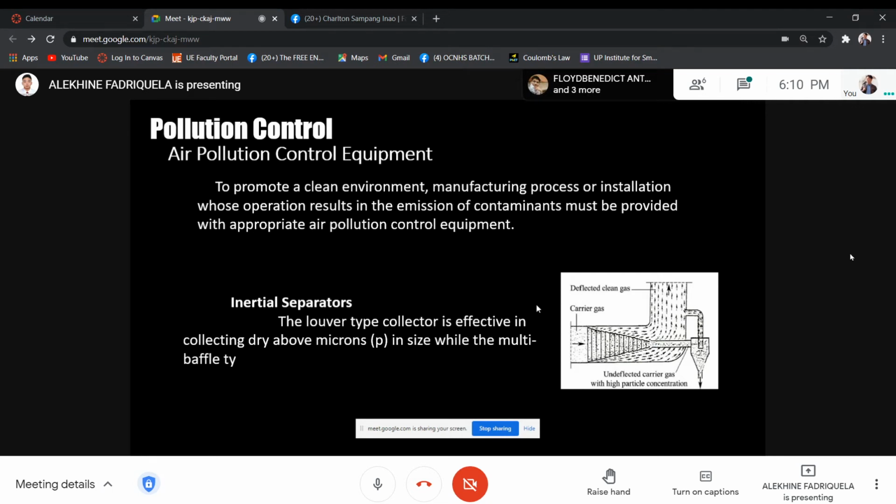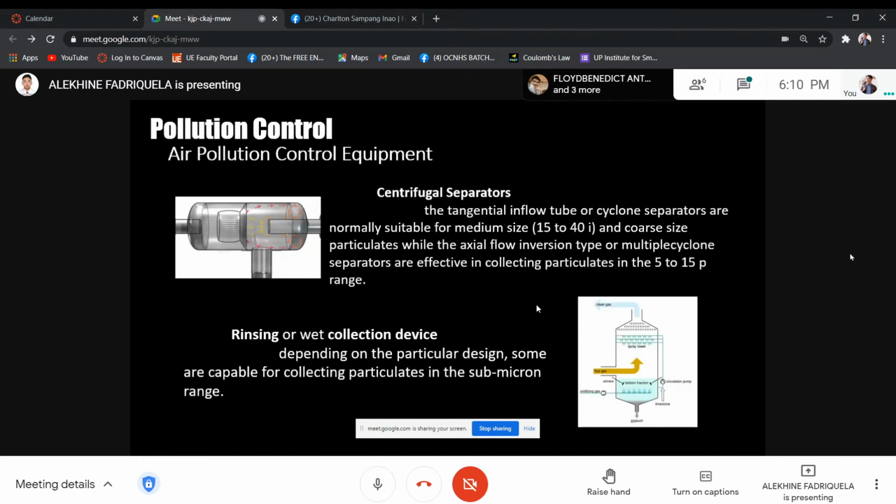First one is the inertial separators. The lower type collector is effective in collecting dry particulates above microns in size, while the multi-vapor and centrifugal separators. The tangential inflow tube or cyclone separators are normally suitable for medium size, 15 to 40, and coarse size particulates when the action flow and motion type. The multiple cyclone separators are effective in collecting particulates in the 5 to 15 psi range.